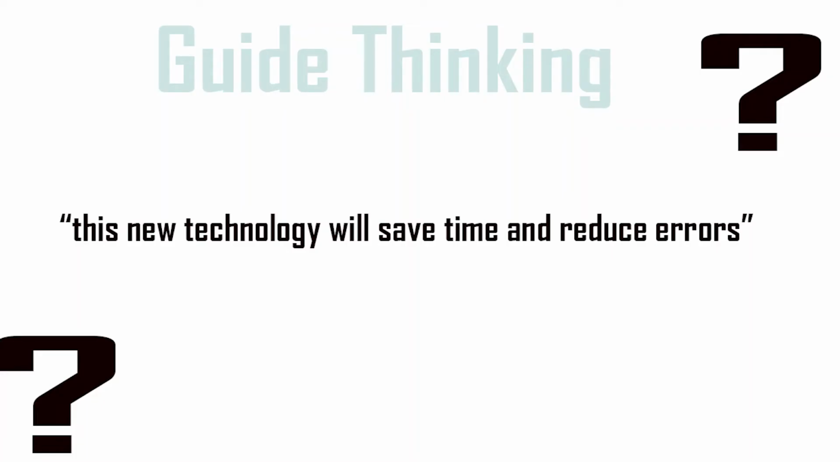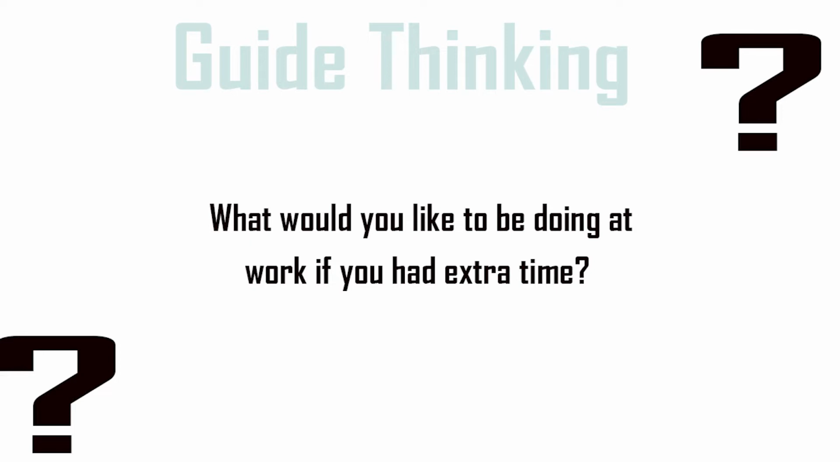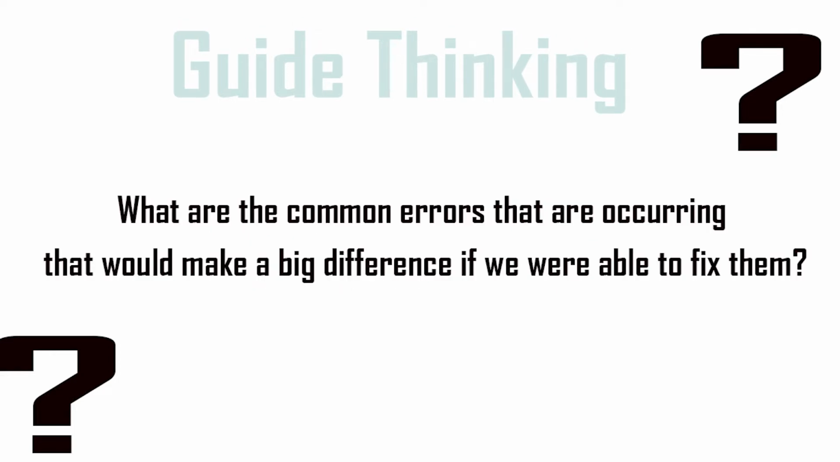Instead of saying, "This new technology will save time and reduce errors," what open-ended guiding thinking question could you ask? Here are 2 examples. What would you like to be doing at work if you had extra time? What are the common errors that are occurring that would make a big difference if we were able to fix them? Can you see how asking one or more of these questions would lead to a useful discussion around the topic of new technology? Let's try one more.